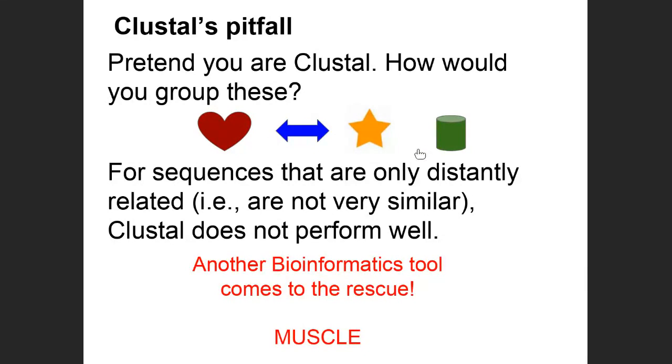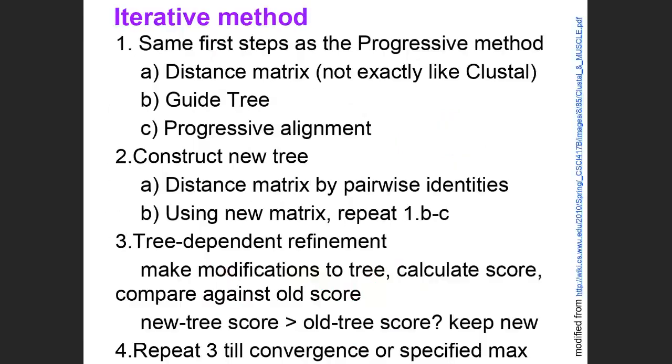So there's this other tool that we use, Muscle, where we group these and, given some characteristics, it assigns a score, and then breaks that initial thought, builds another one, and gives it another score. So the iterative method starts like Clustal. It does the distance matrix, which compares each 2 and how dissimilar they are, makes a guided tree, and does the progressive alignment. So this part is just like Clustal. But then it constructs a new tree.